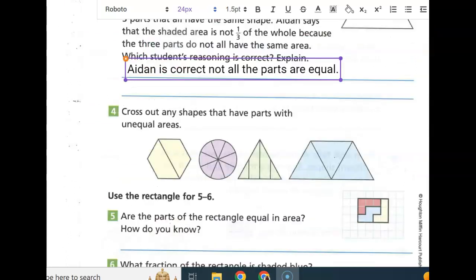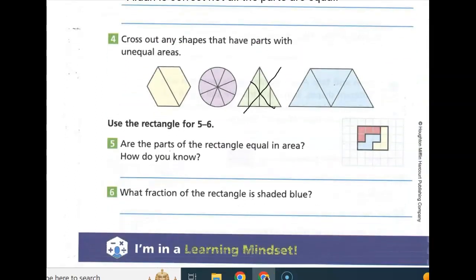Number 4, cross out any shapes that have parts with unequal area. Cross out any shape that has parts with unequal area. Okay, we should have crossed out the triangle.